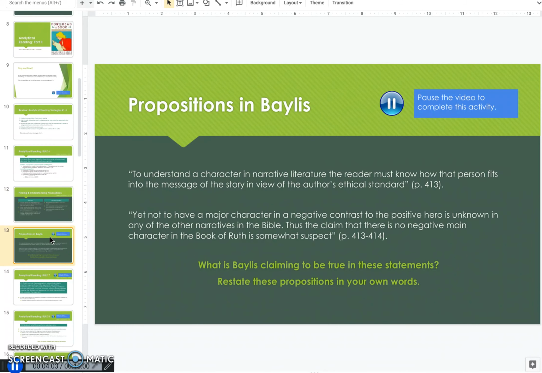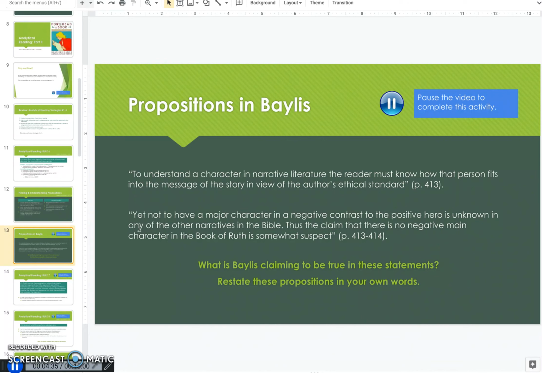So here are some example statements of what a proposition will look like. These come from the Baylis article, and both are right on the first page. "To understand a character in a narrative literature, the reader must know how that person fits into the message of the story in view of the author's ethical standard." All right, so Baylis is making a statement there that he wants us to agree with, and this statement is kind of the premise by which he's going to make a lot of other statements in his article.